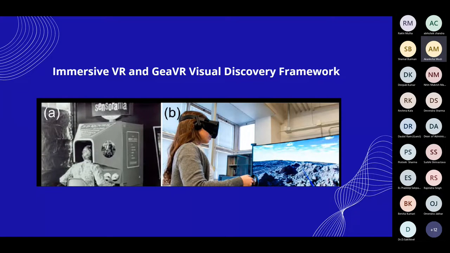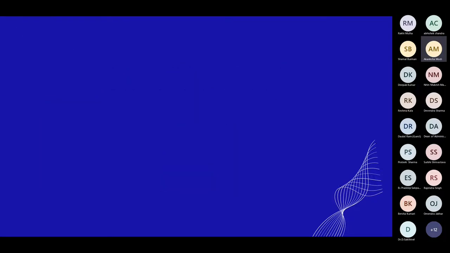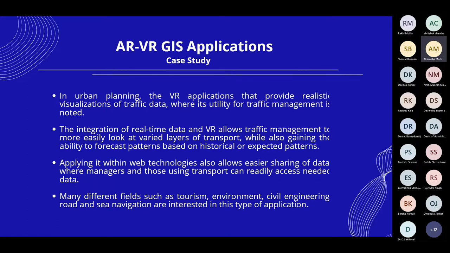So by using VR and GIS, this is used in order to find the visual display framework. One can use the glasses for the headwear. So one can now find the locations of the geographical information system.